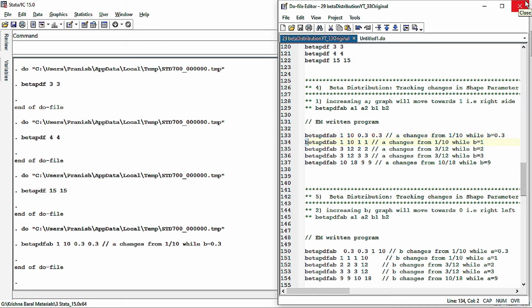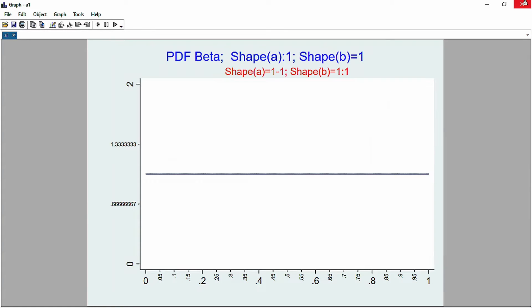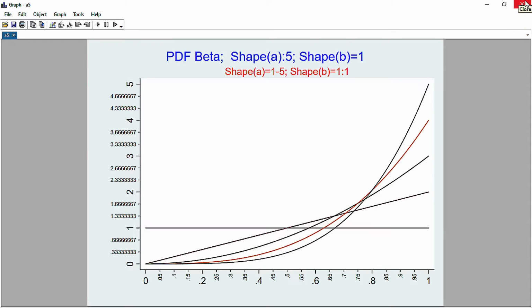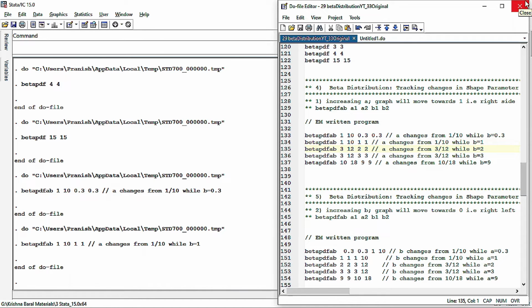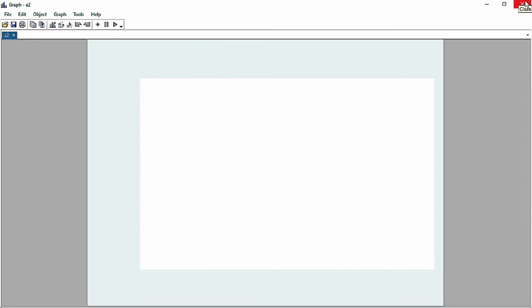And let us repeat the same process. Increase the a parameter from 1 to 10, while the value of b parameter is 1, and we get this kind of graph. And let us increase the value of a from 3 to 12, and the b parameter is 2. We get this kind of graph.